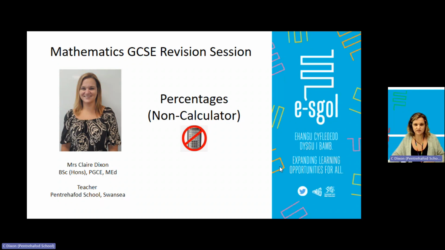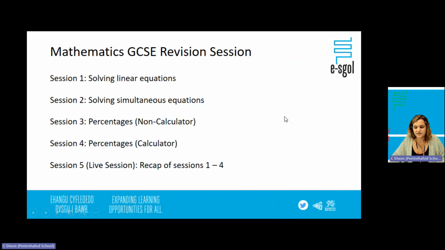Okay, so as you can see, we're going to do percentages today. This is a non-calculator lesson, so that's throughout the whole lesson. You should not need to use a calculator at all if you're following this session. The sessions that we've done so far, we've had session 1 and session 2, and today is session 3, the percentages non-calculator. Next week will be percentages using a calculator, and then after that will be the live session where we will do a recap of everything that we followed for the last 4 weeks.